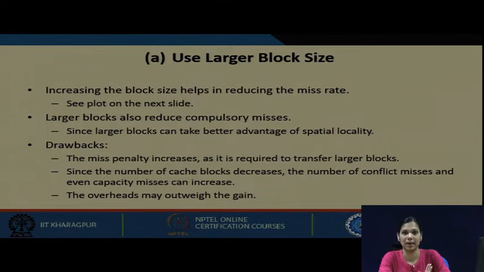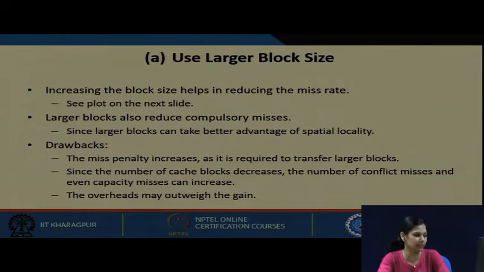But what will be the drawback? The miss penalty increases as it is required to transfer a large block. It is pretty obvious. You are bringing a large block, so there will be more words in that particular block, and you have to bring all the words into your cache. You have to wait until the entire block is brought in, so the miss penalty will increase.